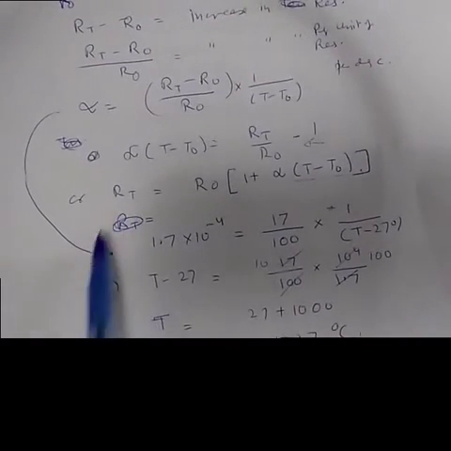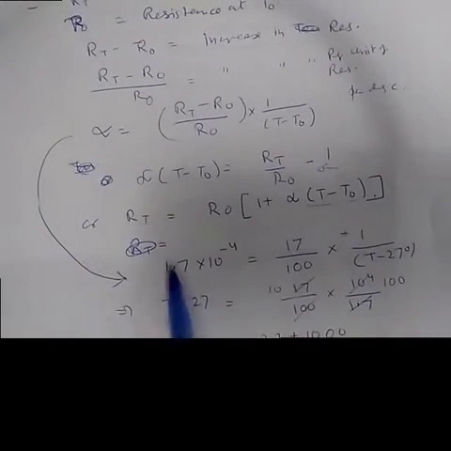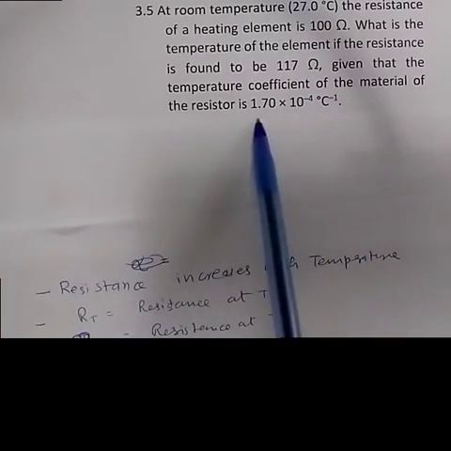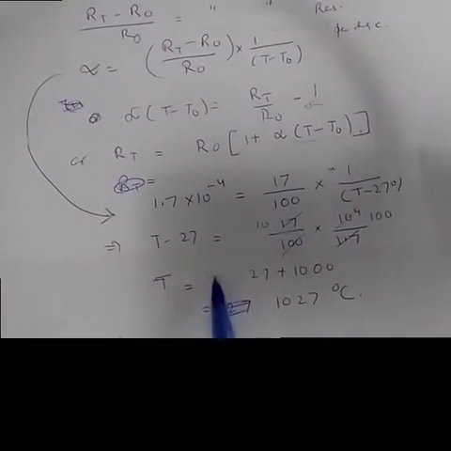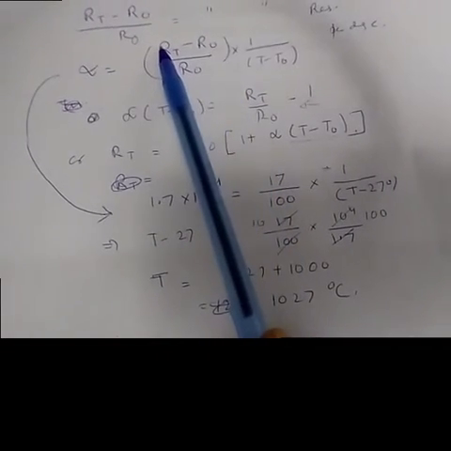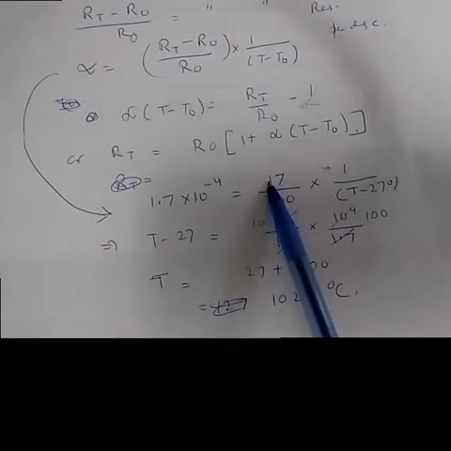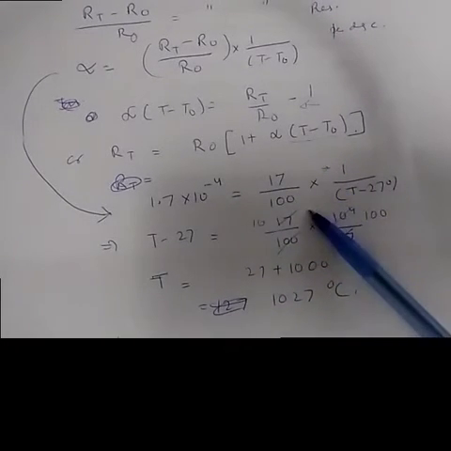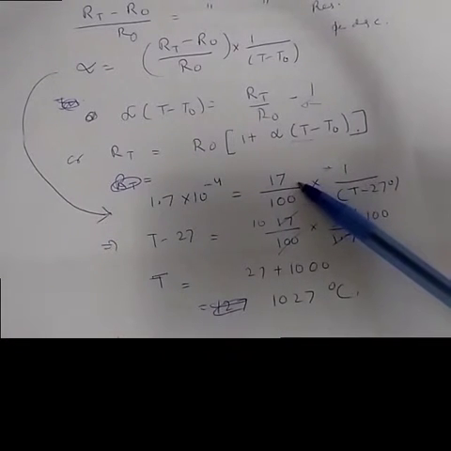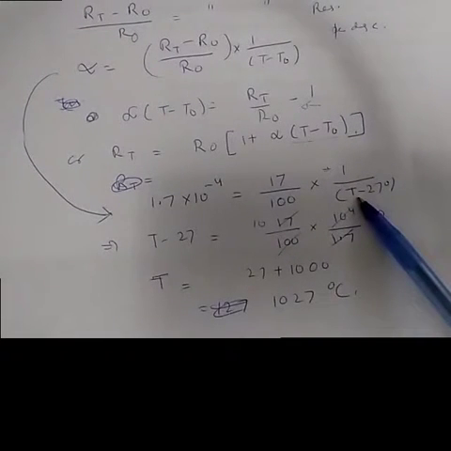Now all you have to do is put the values of these things. We are going to use this formula, which seems to be easier to calculate. Alpha is given in this problem, the temperature coefficient 1.7 into 10 to the power minus 4. So 1.7 into 10 to the power minus 4 in this formula. And then RT minus R0, we know that the resistance increased from 100 ohm to 117 ohm. So the increase in the resistance is 17 ohm, and for every 1 ohm the increase is 0.17. So 17 by 100 gives the increase in the resistance value. And now 1 divided by T minus 27, we need to find the value of T.